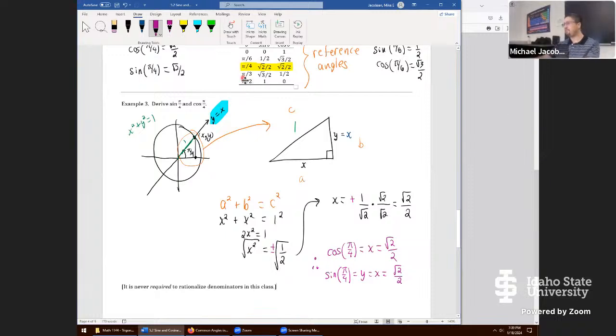The one for pi over 6, pi over 3, it's the same kind of idea, but they're different ideas. It took a little bit more algebra, so I felt like this would be the better one to derive. Any questions or comments at the moment?